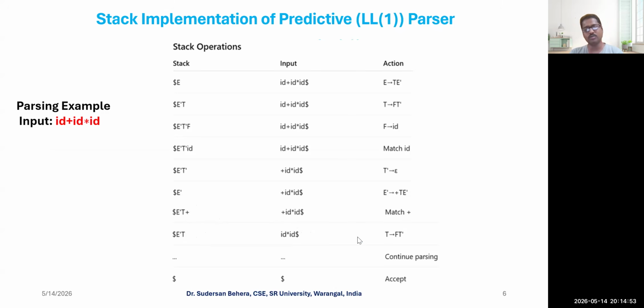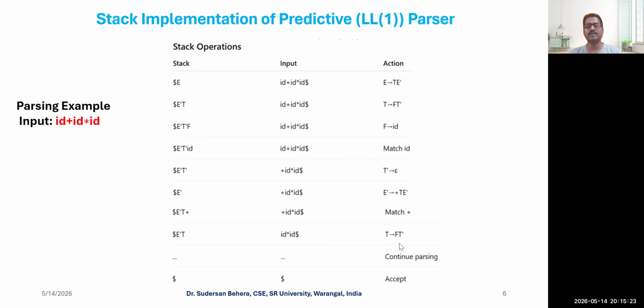Is T equal to ID? No. And is T a non-terminal or terminal? Is it a terminal? No. So it is a non-terminal. If it is a non-terminal, let us break it with its production. Let us replace it. Now T is replaced with F T dash. Okay. Now the new production has arrived on the top of the stack. So that is E dash, F T dash. And this will continue.